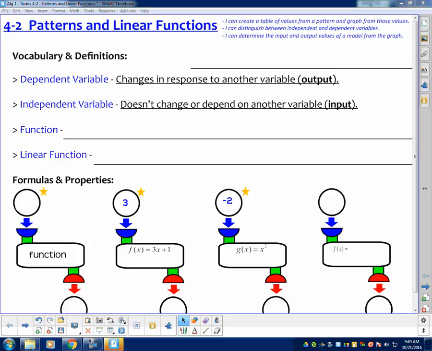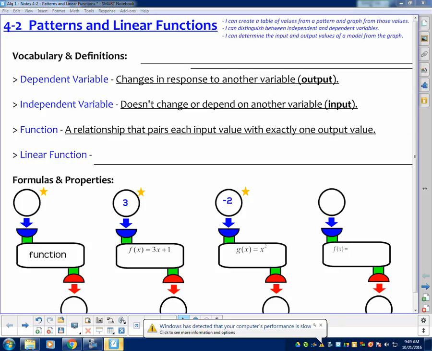And so actually, this lesson and the one on Monday, we're going to be talking about functions. But today we're looking at what are called linear functions primarily. Actually, that's all we're going to look at today are linear functions. But a function is a relationship that pairs each input value with exactly one output value.